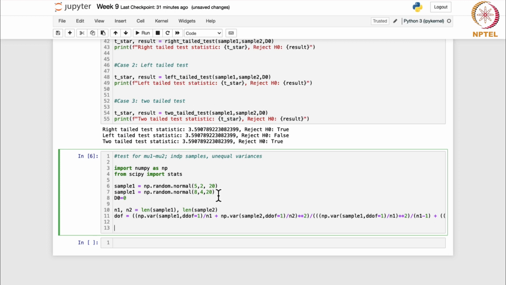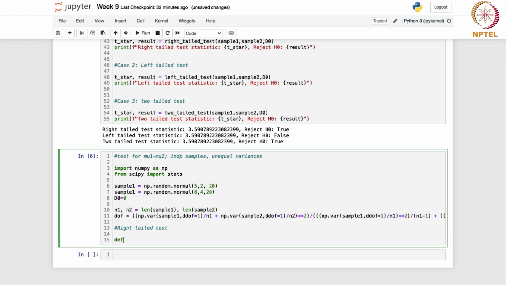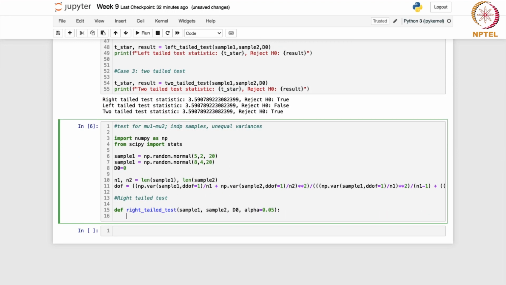Now suppose you want to conduct a right tail test for this. As I have done earlier, you can do it for other tests as well. Because of the time constraint, I will just focus on one of the tests and show you. So in this one, let me take the right tail test, because the steps are more or less the same. So define right tailed test as sample 1, sample 2, d0 and alpha 0.05.